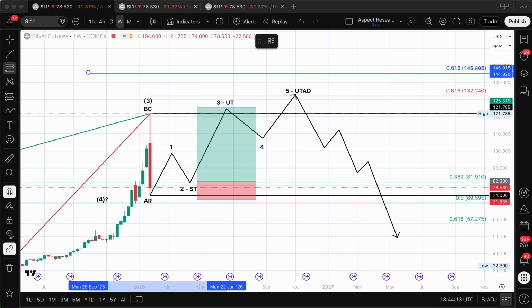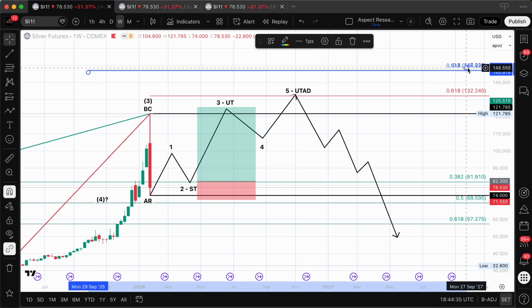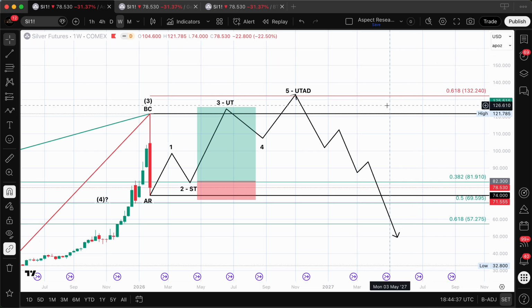So the first stage of a distribution schematic is to test the boundaries of supply and demand. And as you can see, demand is strong at the low end of the range at approximately 74K, and supply is strong at the high end of the range at $120, more or less. Okay.